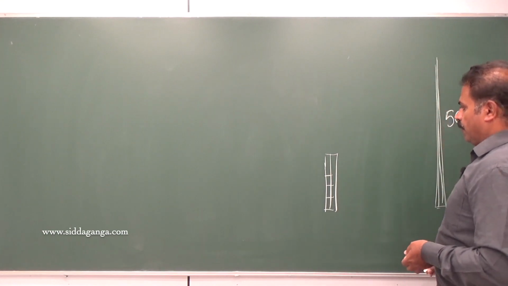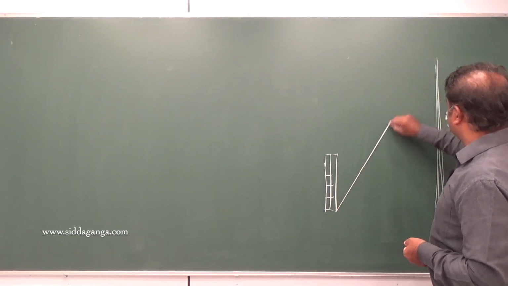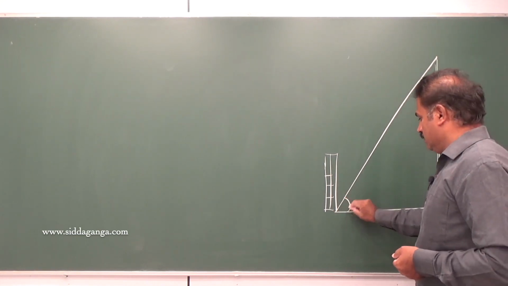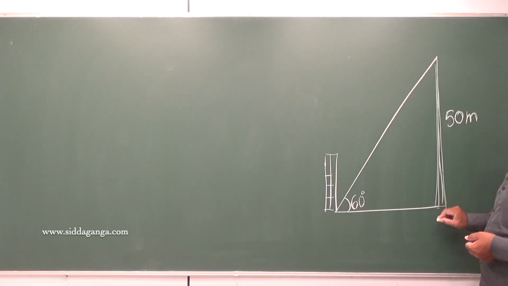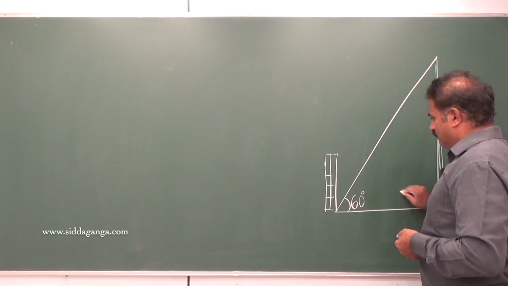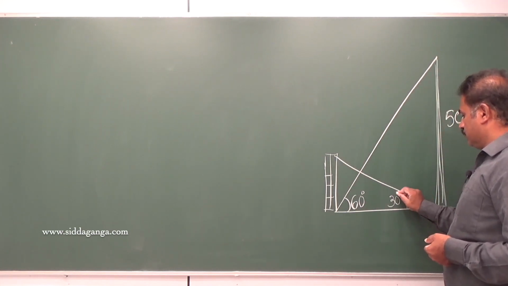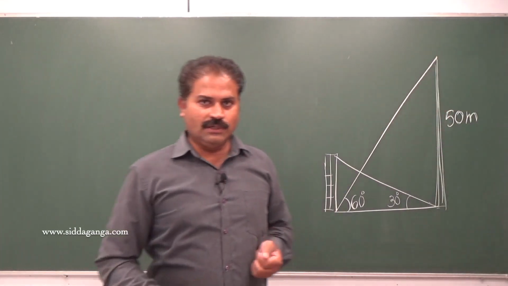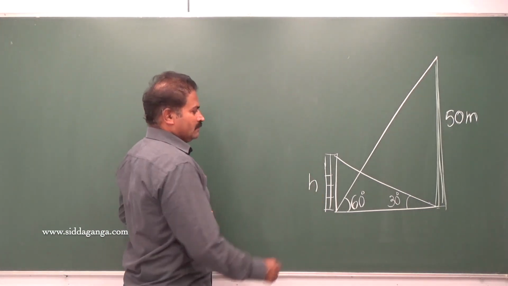Now, from the foot of the building, if you observe the tip of the tower, it will make an angle of 60 degree. And from the foot of the tower, if you look at the tip of the building, it makes an angle of 30 degree. Then you need to find what is the height of the building. Got the problem? So you need to find what is the height of the building.